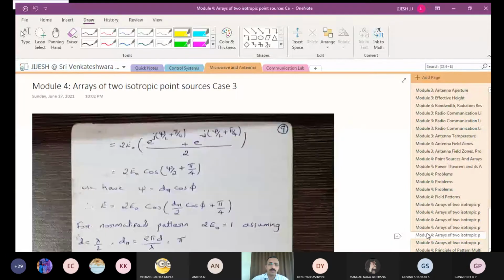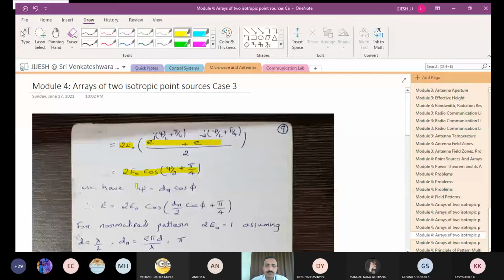Okay. So we are going to see 2 E naught, you have taken it outside as a common factor. So we will be getting it as e to the power of j psi by 2 plus e to the power of minus j psi by 2 plus pi by 4 divided by 2. So this entire term, you know that it can be represented as cos of psi by 2 plus pi by 4. So you will get 2 E naught cos of psi by 2 plus pi by 4. That is what the simplification is going to be for this equation.